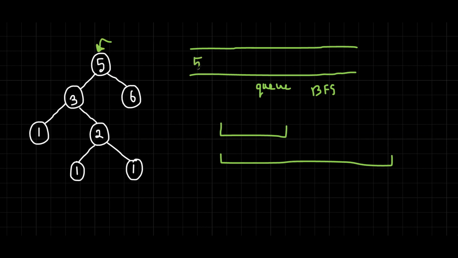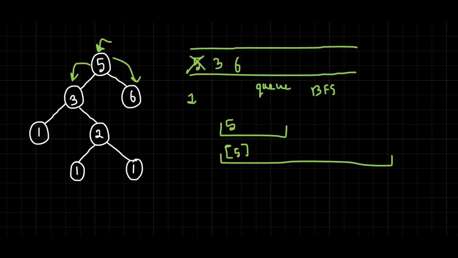So, we will insert 5 into the queue. Now, what is the size of the queue? It is 1. So, we have to insert the top element 5 into the temporary vector. So, it is here. Now, 5 has a left and a right child. So, we have to insert 3 and 6. Now, here, before that, we have to insert the vector 5 into this resultant vector.